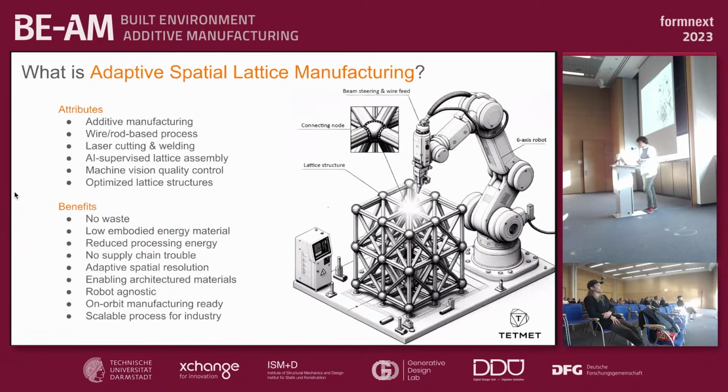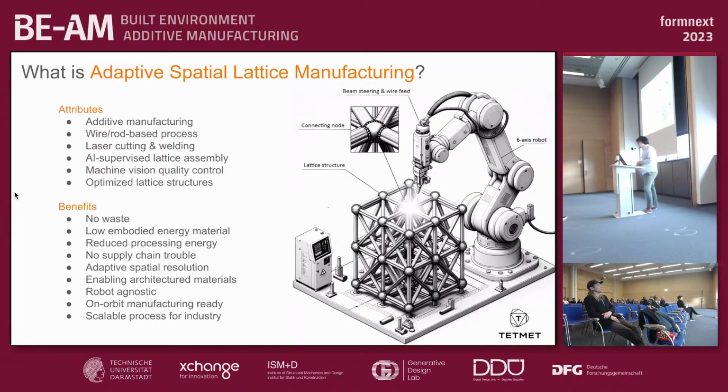So what is adaptive spatial lattice manufacturing, ASLM? It's a kind of additive manufacturing process. It's based on the assembly of metallic or non-metallic wires or rods that are laser cut and welded together with a robot. And this is all supervised by an artificial intelligence, of course. Nowadays, everything is supervised by an artificial intelligence. And we are basically building up lattice structures. The process also includes quality control in real time with machine vision. And we end up with optimized lattice-based structures in the end.